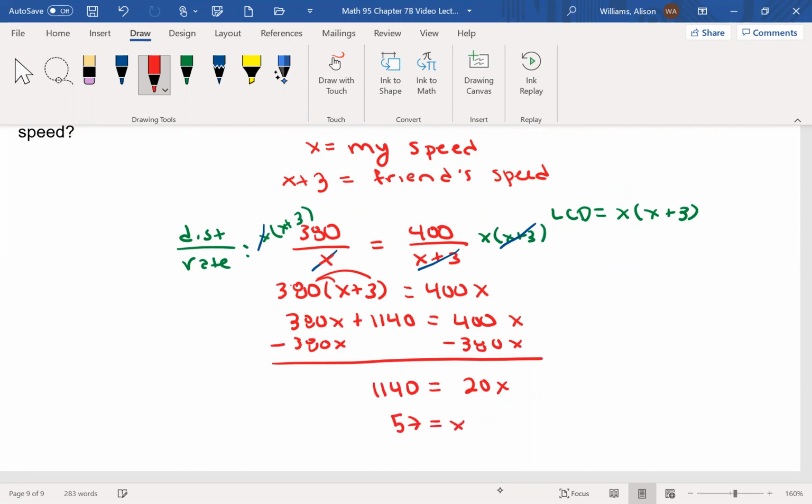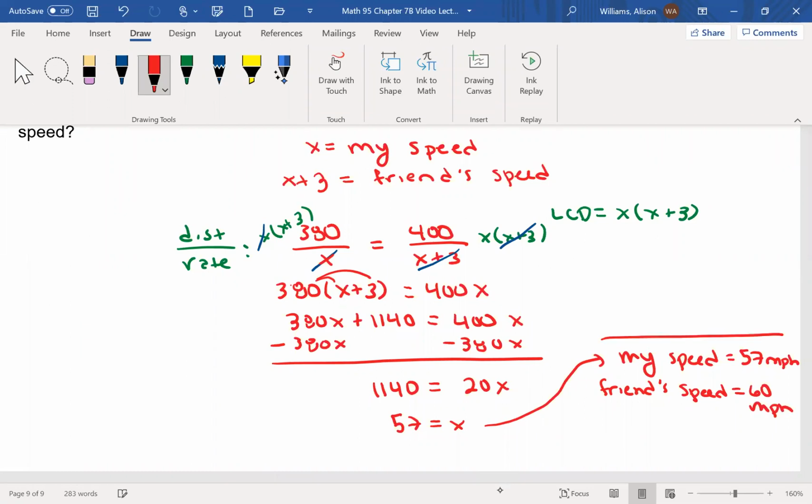So x was representing my speed. So my speed is 57 miles per hour. And then my friend's speed, they're going 3 miles per hour faster, so 60 miles per hour. And that would be the answer.